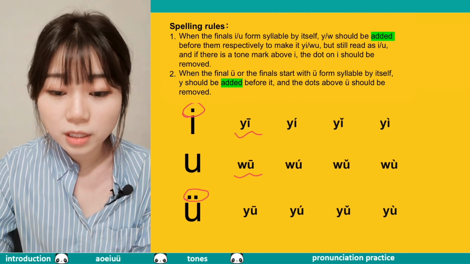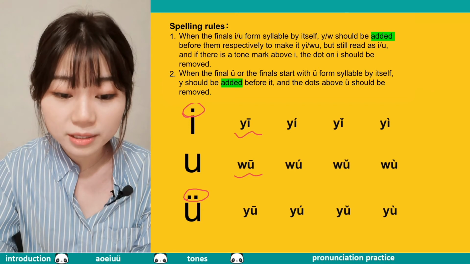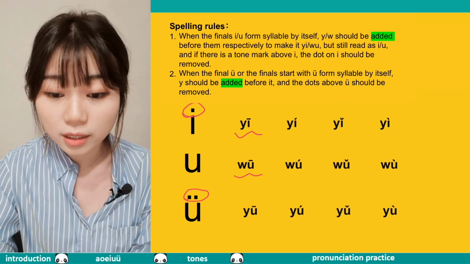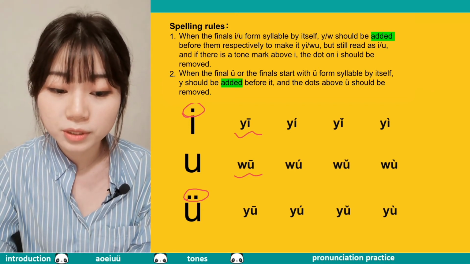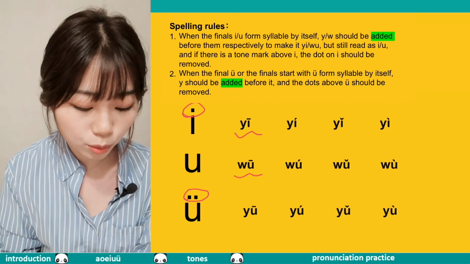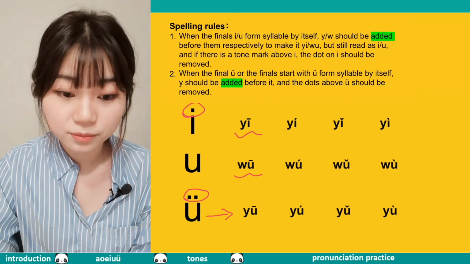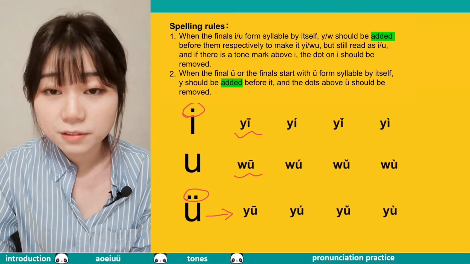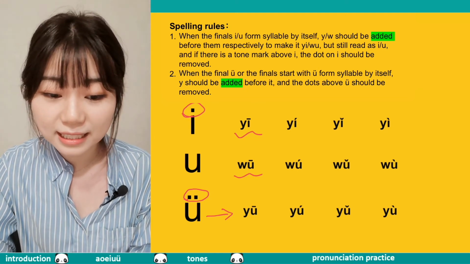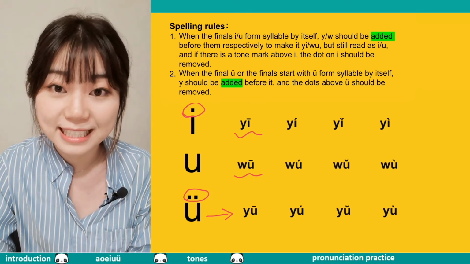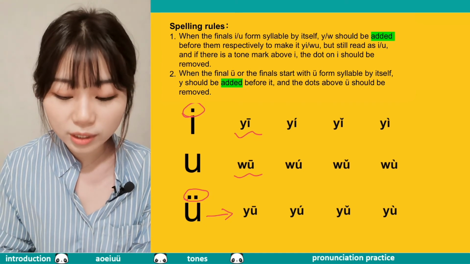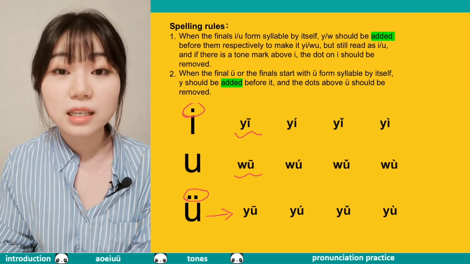And pay attention here. The dot above yi is only removed when the tone mark is placed on it, but the dot above yu is always removed when ü is changed to yu. Okay? Even if there is no tone mark on it, like the neutral tone we'll learn in the next lesson. Okay, practice with me.